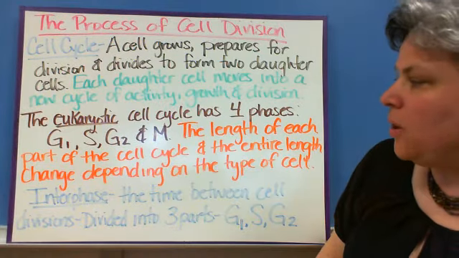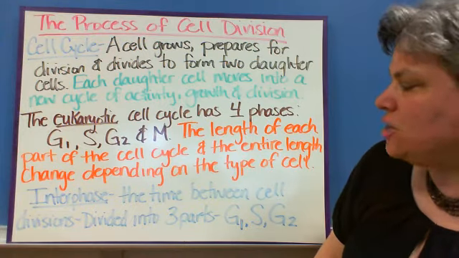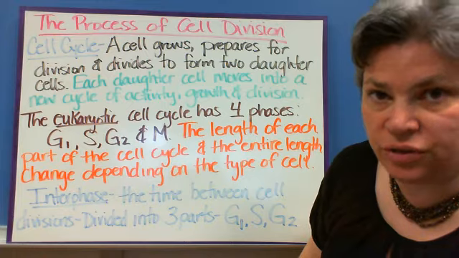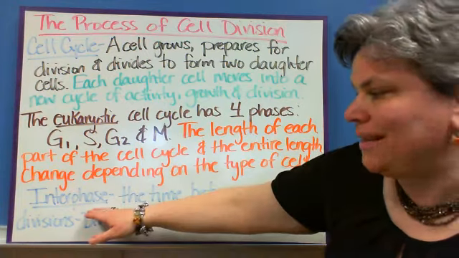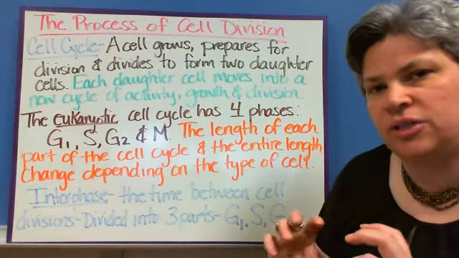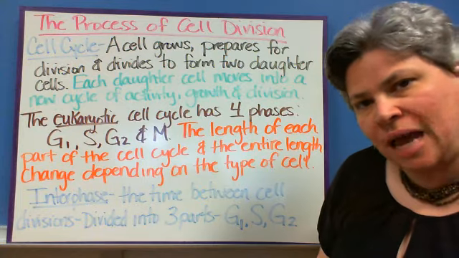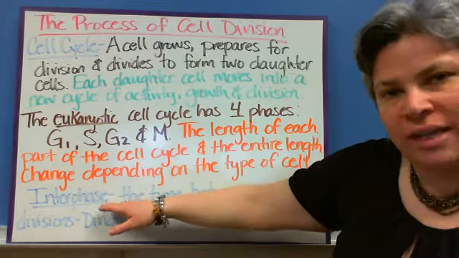The length of each part of the cell cycle and the entire length of the cycle changes depending on the type of the cell that you're in. The first phase that we're going to look at is called interphase. Interphase is the time between cell divisions. So from when the cell stops dividing to when it starts dividing again, that is called interphase.